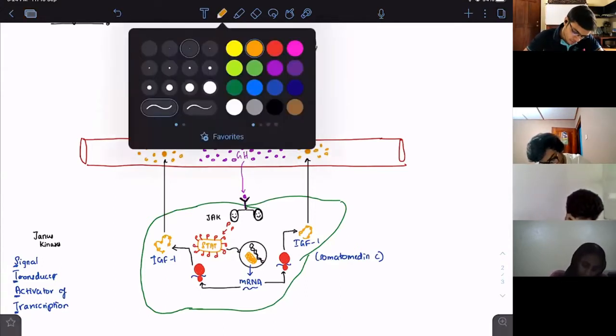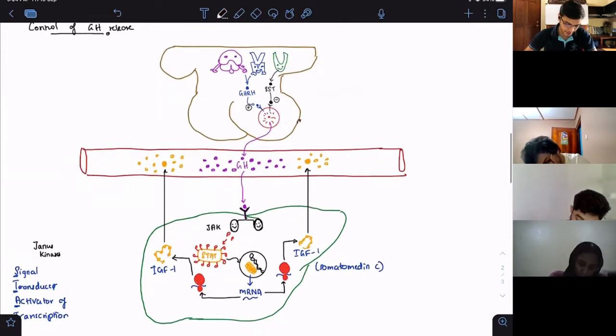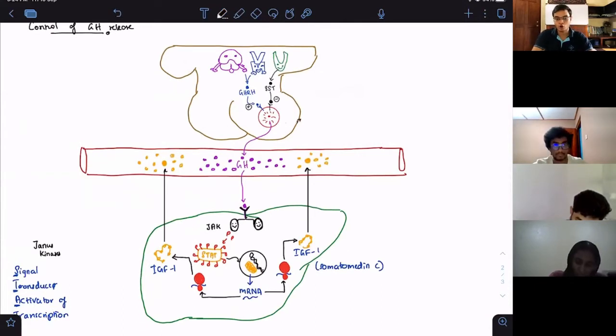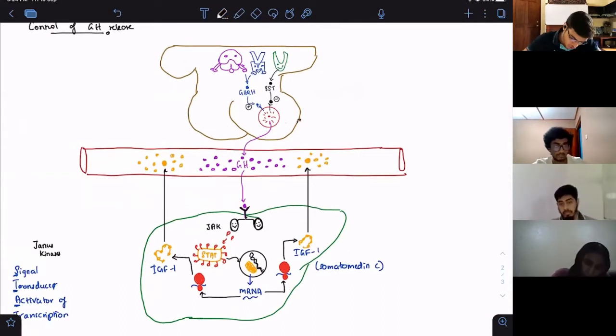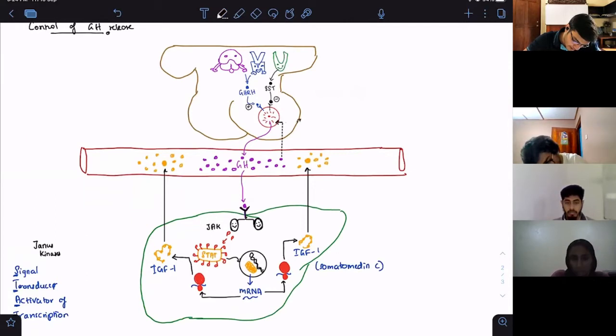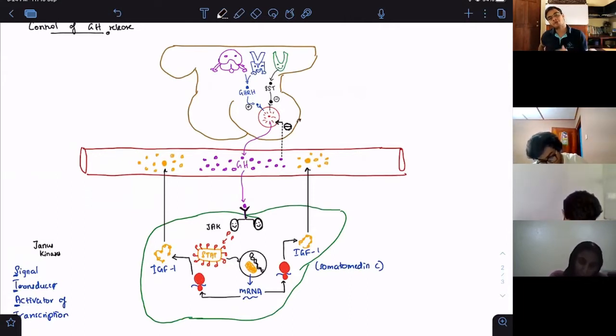Now I will draw the negative feedbacks in a dotted line. First, growth hormone. One of the first things it can do is have a negative feedback action on the somatotrope. What will it tell? Okay, somatotrope, enough production of growth hormone. We have enough now, so stop for a while.